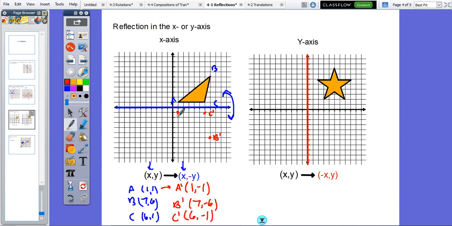And then we connect the dots. And there you go. There's your triangle reflected over the x-axis. So let's look at the y-axis. We're going to do 2 points because there are so many individual dots here.